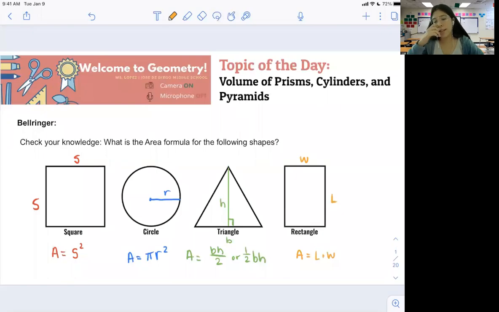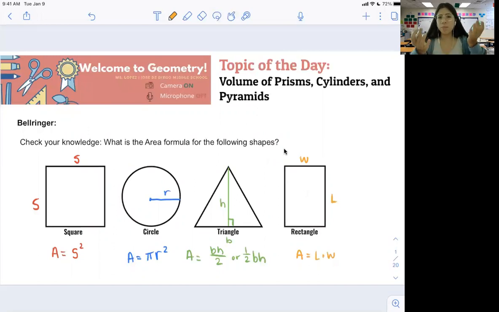Volume is how much is inside. And let's be a little bit more specific, because do any of these shapes have a volume? No, why not? They're not 3D. Yeah, good. So all of these are 2D, and therefore they can't have a volume. You need them to be a 3D shape.